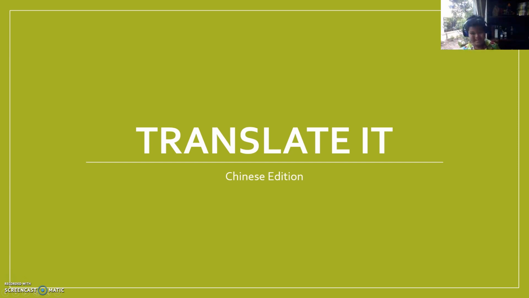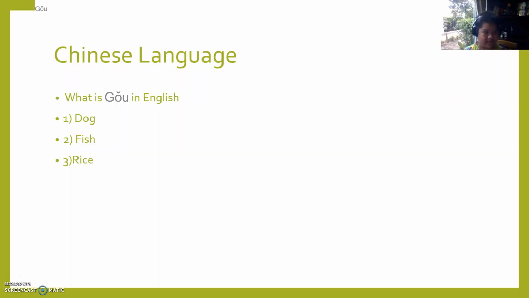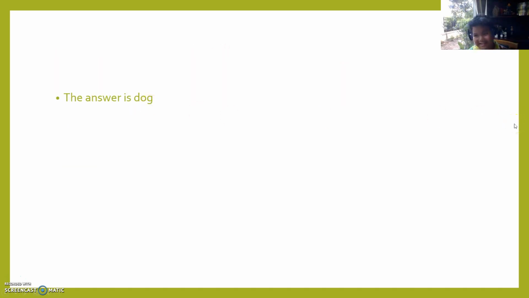We are going to play Translate It, and this is a game where you need to translate whatever language to English. This is the Chinese edition, so let's go. Okay, Chinese language. What is go in English? I don't know. Dog, fish, rice? Let me think. I think dog. So let's see the answer. Is it dog? 3, 2, 1. Yes, the answer is dog.